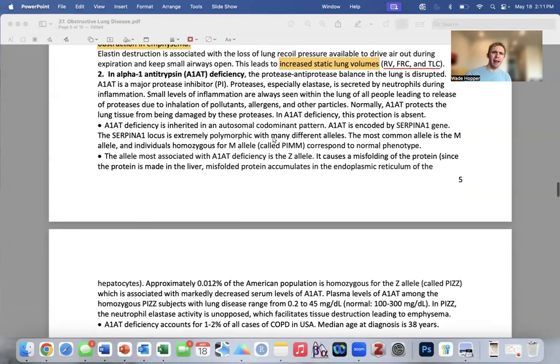In alpha-1 antitrypsin deficiency, antitrypsin is a protease inhibitor. So if you don't have a protease inhibitor, you have increased protease activity. What you really want to know about this is that it's autosomal codominant. You just say autosomal dominant on a test.